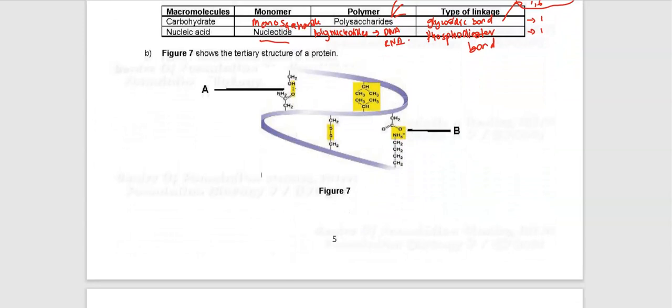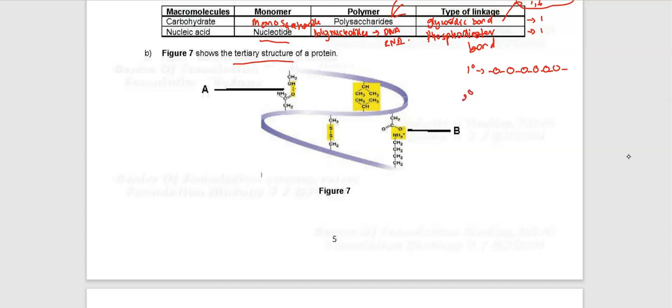Figure 7 shows the tertiary structure of a protein. As you know, protein has 4 levels of structure. The primary structure is where the amino acids are linked together through a linkage we call peptide bond. So it is a linear sequence of amino acids linked together by peptide bonds.